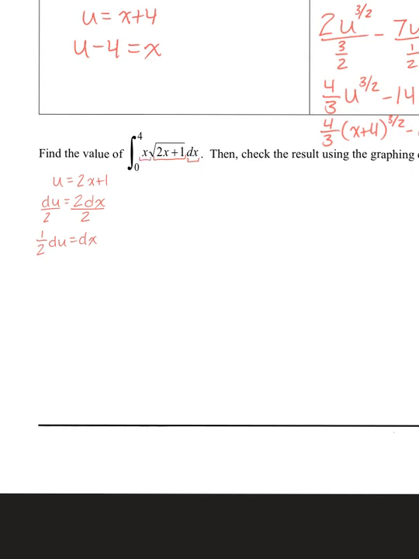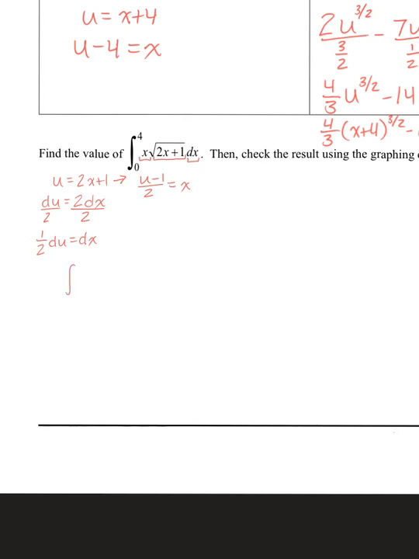And then I need this x value. Okay, so I need to get x in terms of u. So I will have u minus 1 over 2. That is going to equal x. Okay. So then what you're going to do is you're going to substitute everything.